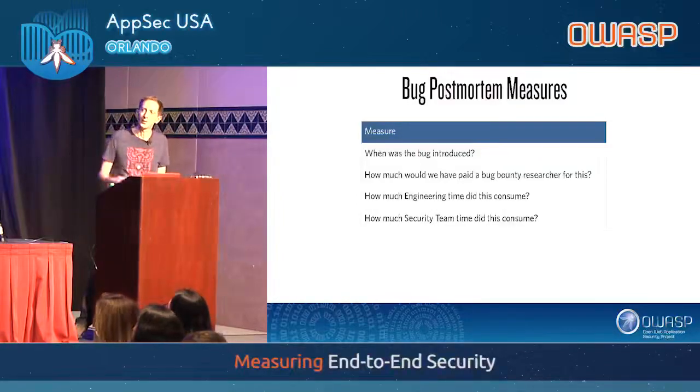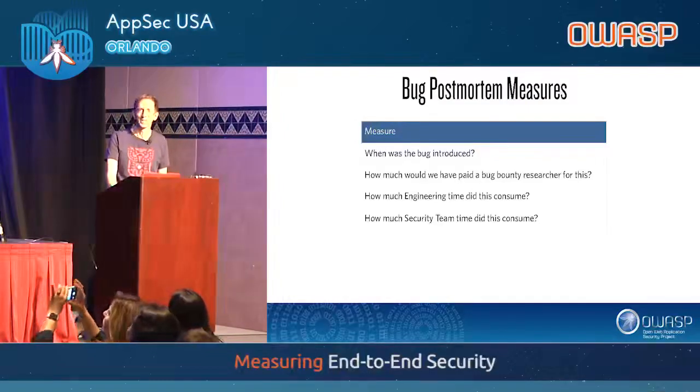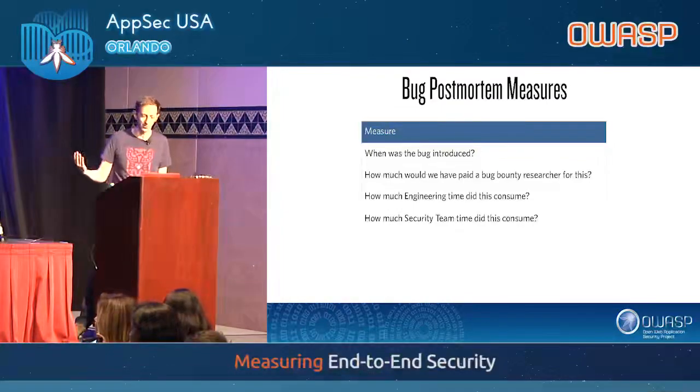How much engineering time did this consume? So fixing this, how long did that take? A couple of days? That's time that could have been spent developing features instead. And how much security time? My team does not work for free. The more bugs that we have like this, the bigger my team has to be, the more it costs the organization. So these are important things to track.